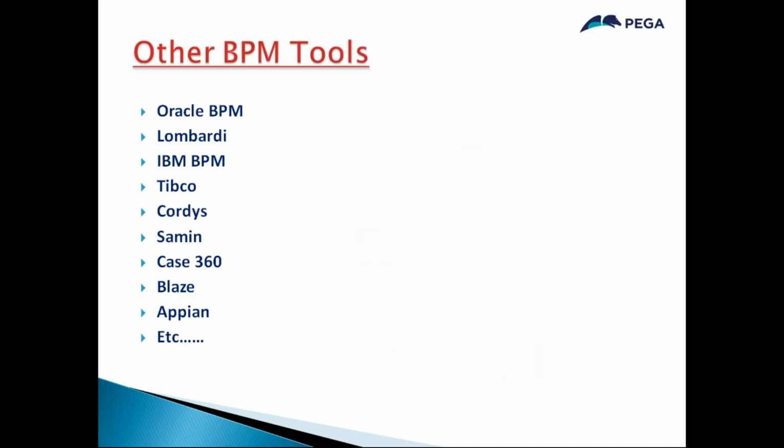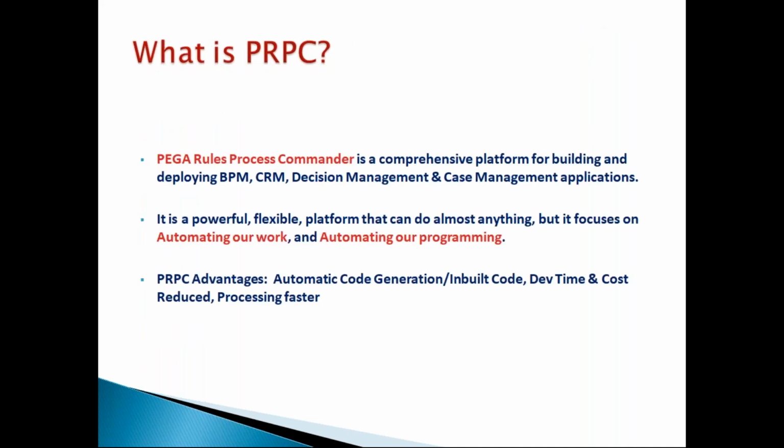And in the market, many other BPM tools are there, but there is no competition to Pega right now. And Pega's main platform name is PRPC. So we'll be calling it Pega PRPC BPM. Pega is the product name, PRPC is the platform name, and BPM is the environment name. So this PRPC is the main thing. If you want to open an application and work on the application, we'll be calling it PRPC. The full form is Pega Rules Process Commander.